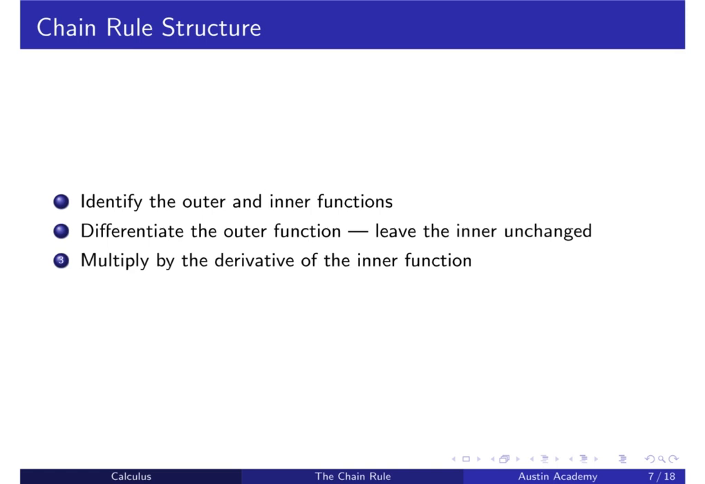Chain rule structure. Step 1. Identify the outer and inner functions. Step 2. Differentiate the outer function, but leave the inner untouched. Step 3. Multiply by the derivative of the inner function.